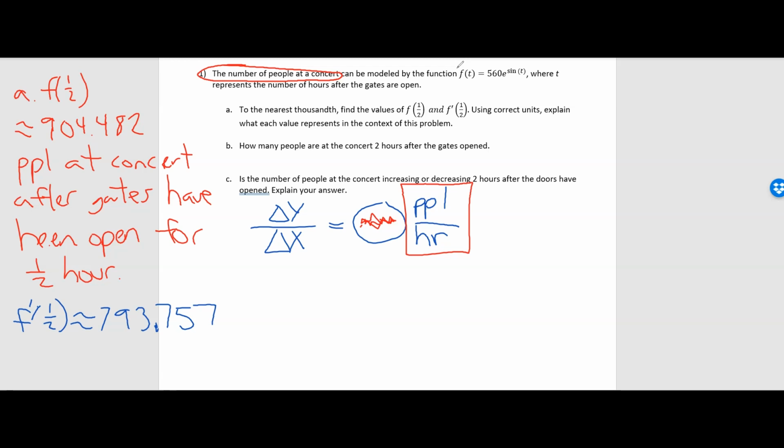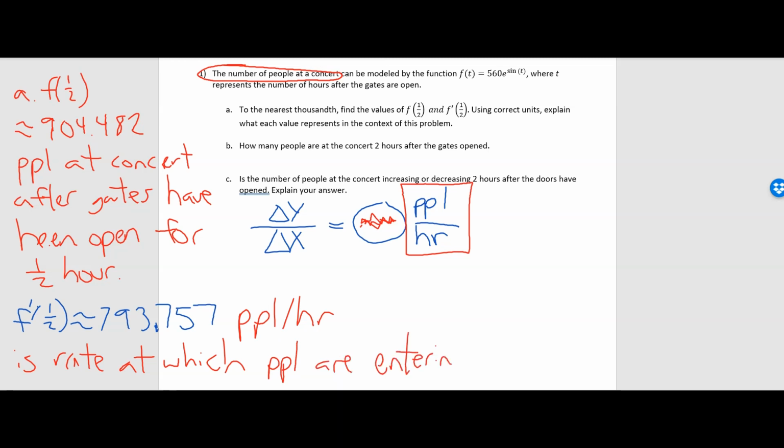So we can say 793.757 people per hour is the rate at which people are entering the concert at the time t equals 1/2.